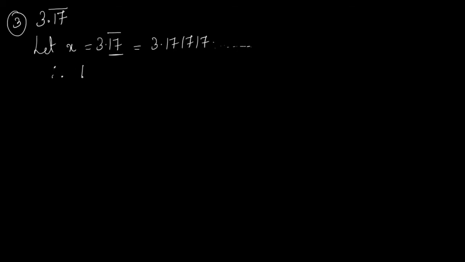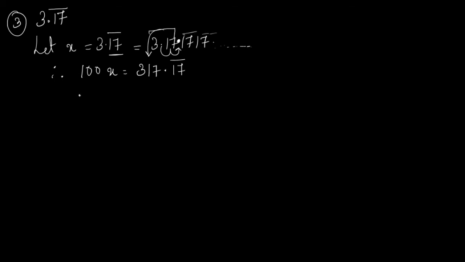2. So multiply by 100. 100x is equal to 317.17 bar. Now for those children who did not understand what we did, see, I multiplied by 100. So if I multiply by 100, I'm going to shift 2 decimal places. So 1, 2. So my decimal place comes and sits over here, the new one. So what is this number? This number becomes 317, and then I have 1717 continuing.